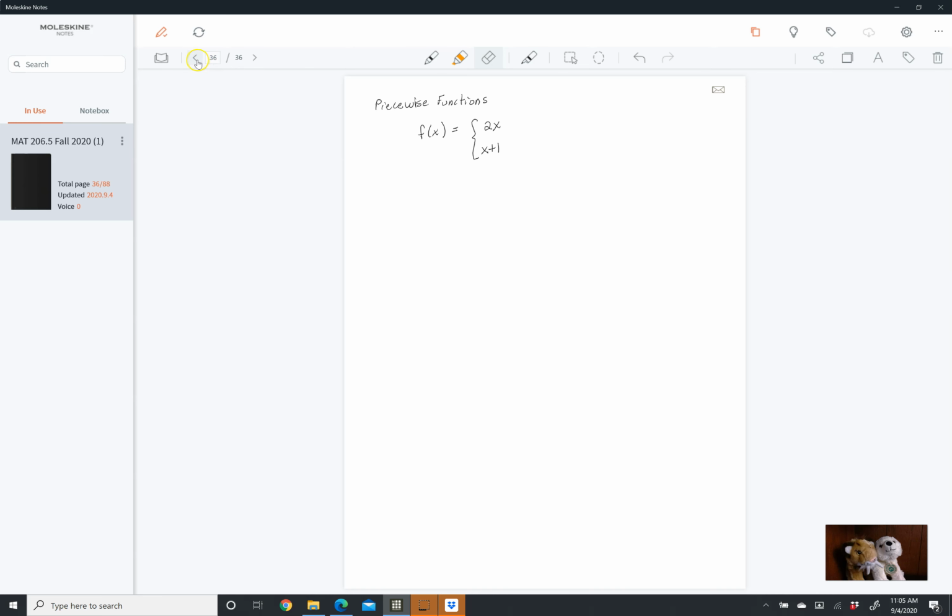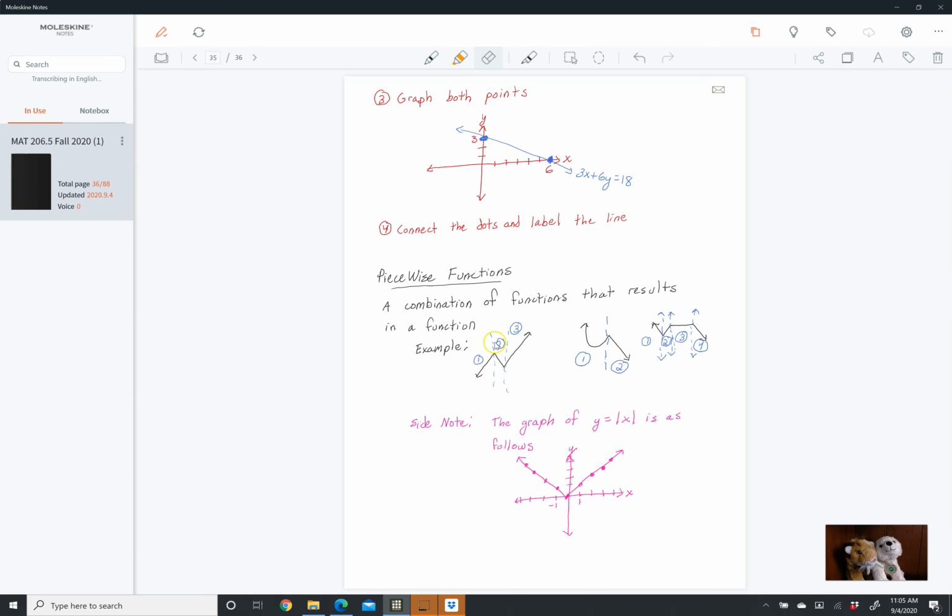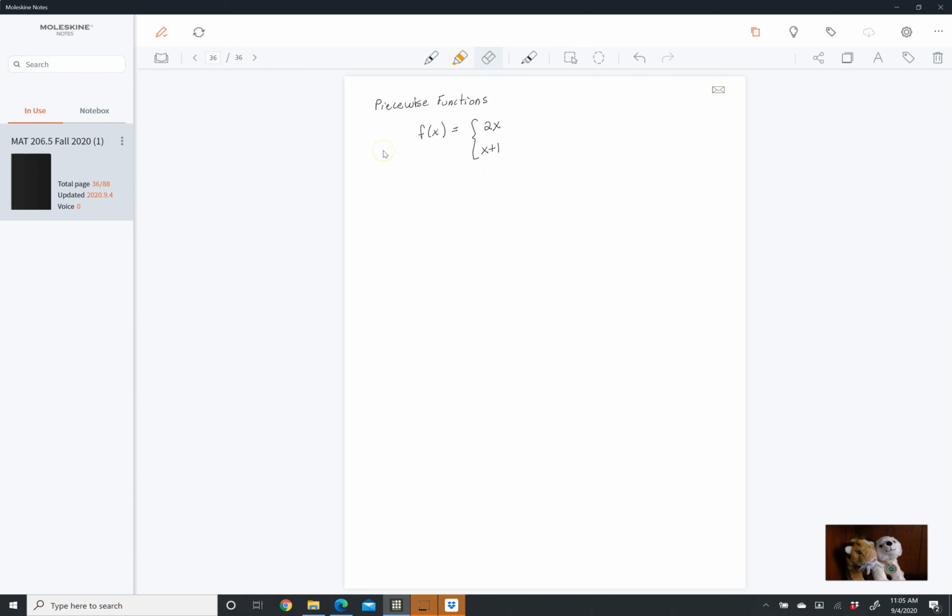What we're essentially doing is we're saying, where is the wall? Where does the function stop? Where does the first function stop and the new function start? So we're going to say, okay, 2x is for all x values that are less than 2. And that means that x plus 1 is for all x values that are greater than or equal to 2.